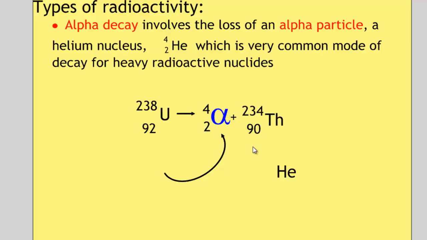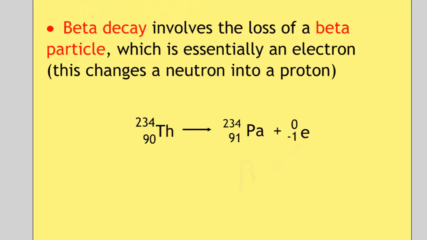And again, if you check these out, I've got a 92 over here on the left-hand side. I've got a 2 plus a 90, which gives me 92 on the right-hand side. And then if we add up the mass numbers, 238. Okay, and then on the right-hand side, we've got 4 plus 234, which is going to give us 238. So everything has to add up. Always the case. Everything always has to add up.